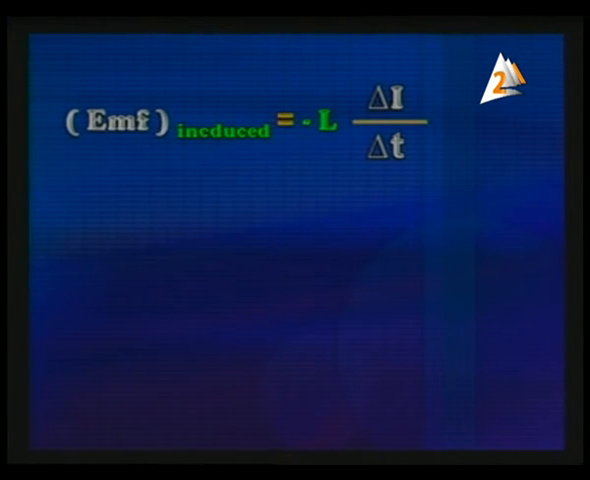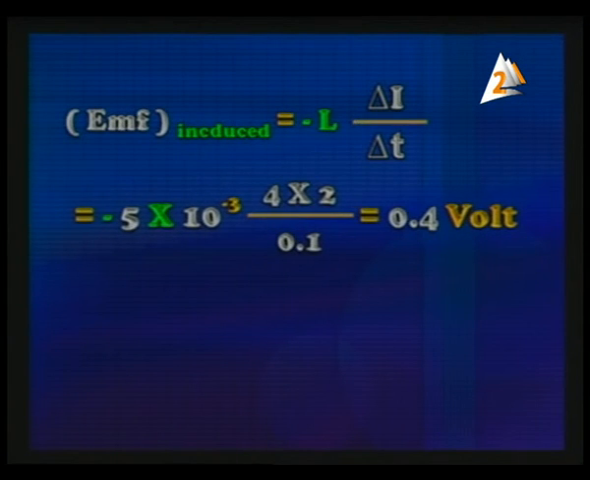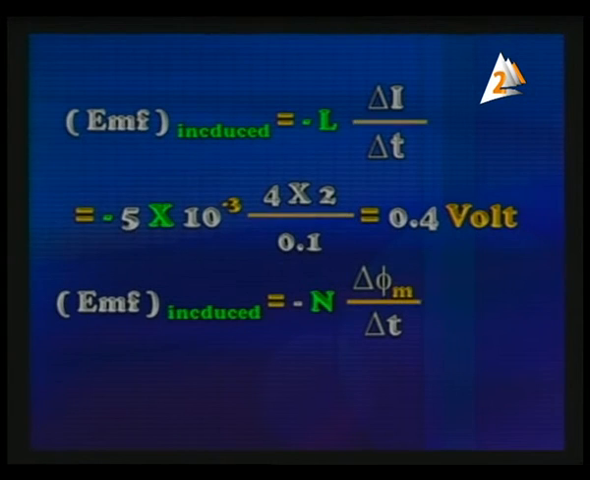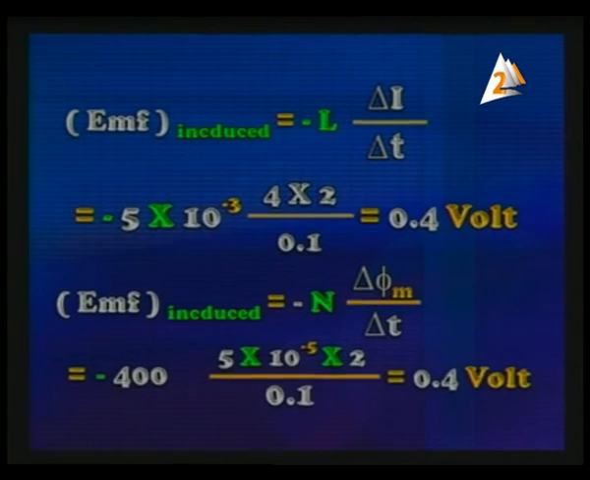EMF induced, as I said, is equal to negative L ΔI over Δt. It is equal to negative 5 times 10 power negative 3, times 4 times 2, because the current is reversed, over 0.1. It is 0.4 volt. And it can also be calculated using the formula EMF induced equals negative N Δφ magnetic over Δt. It is 400 times 5 times 10 power negative 5 times 2, because the current is reversed. So Δφ equals 2 phi over 0.1. Once again, the same result, it is 0.4 volt.